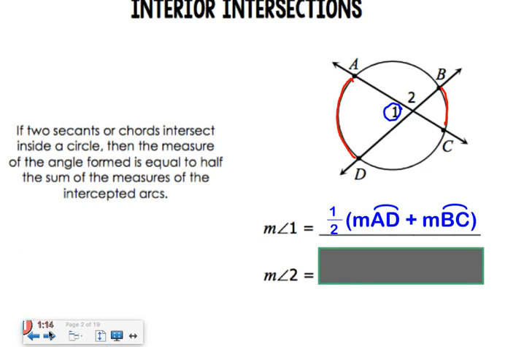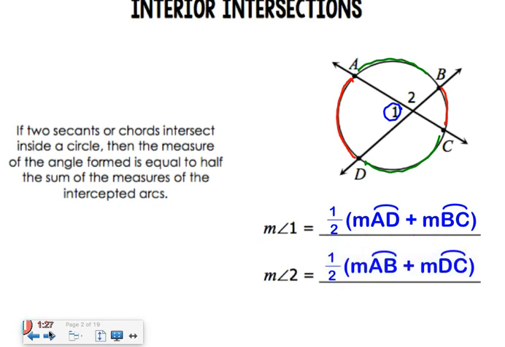That's an arc. That means arc. What would your intercepted arcs be for angle 2? Yeah, perfect. So you'd add those together and divide by 2.